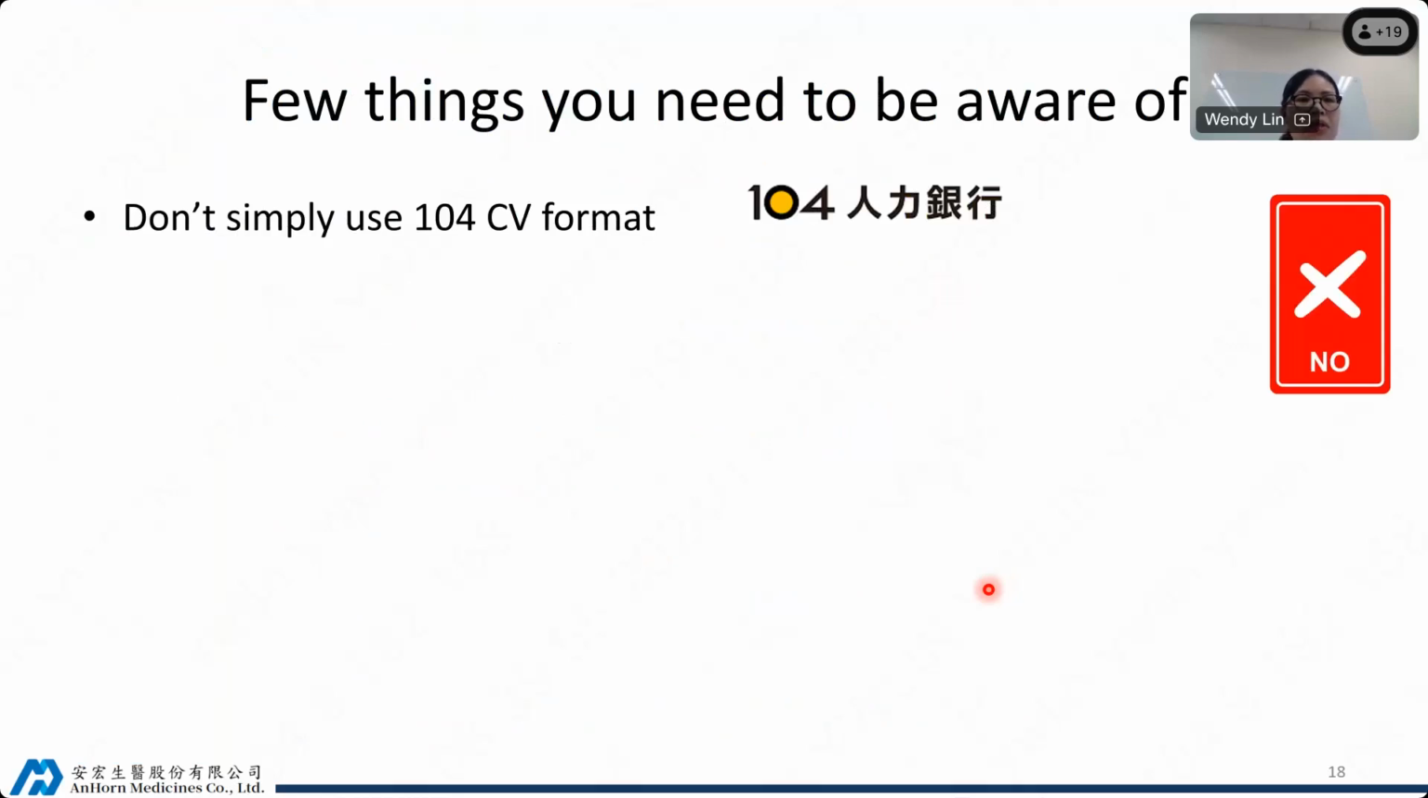So first of all, some of the applicants, especially Taiwanese, will rely on the 104 website to look for job opportunities in Taiwan. In the back end, for every individual, you can fill in the blanks on the 104 platform to get a standard CV format. However, I would not recommend you to use such a format because, as we already discussed, the 104 format probably would not provide the most relevant information in your resume writing. So instead, I will recommend you to have your customized format.